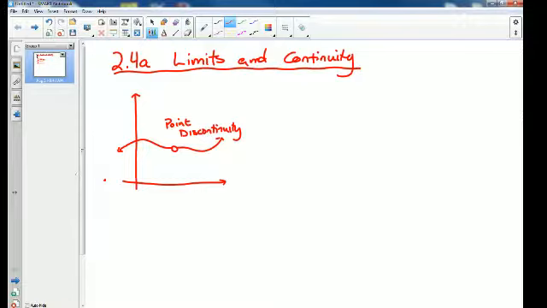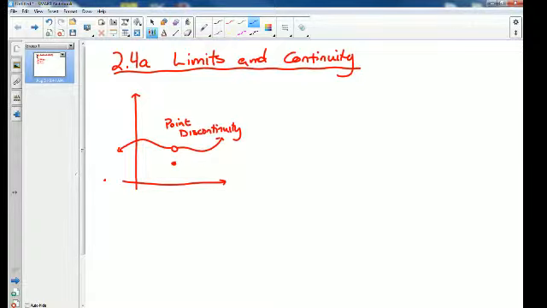Does it change anything if I put the point on there? No, it doesn't. It's still a point discontinuity. Okay. Now we're starting to light bulb.